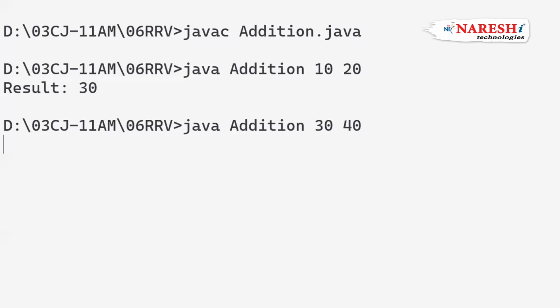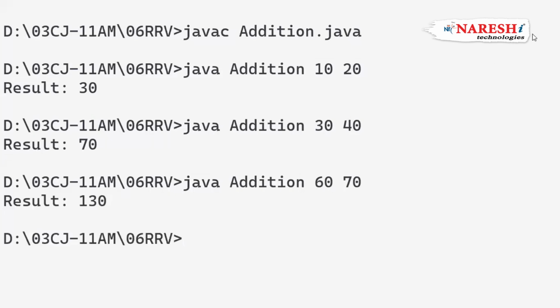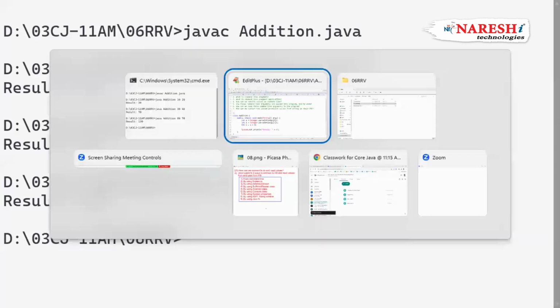Now I am giving some other values, 30, 40. Allowed? Yes. I am passing 60, 70. Allowed? Allowed. A new value is coming. Okay. Hope you understand. First approach, reading values from the command line. Will you practice and come?